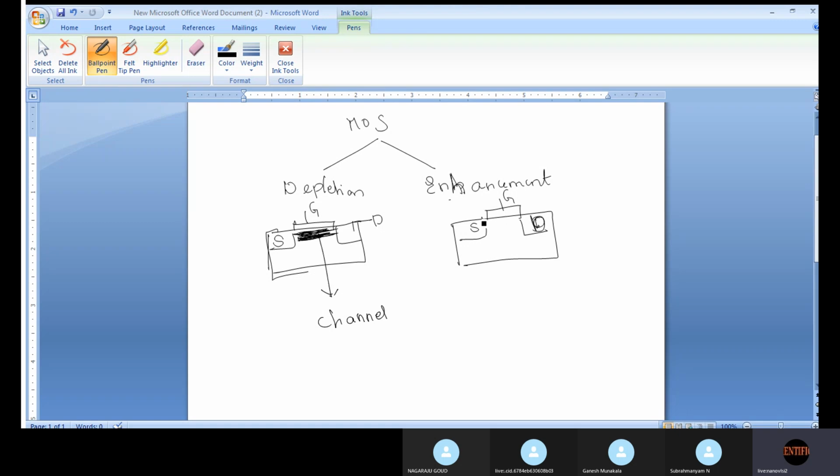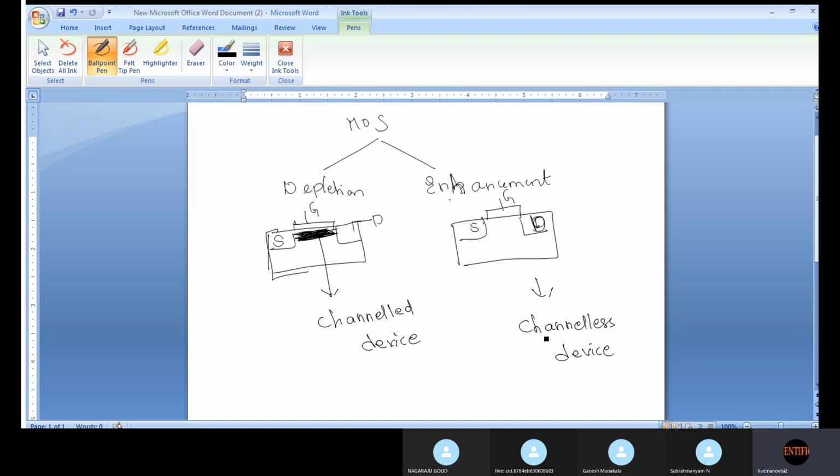So there is no channel for the enhancement mode MOSFET. Here in the depletion mode MOSFET there will be an existing channel. During the fabrication, you will be fabricating the channel also. This is the prefabrication of the channel. In the enhancement mode MOSFET there is no channel. You can call this a channeled device and this a channelless device.